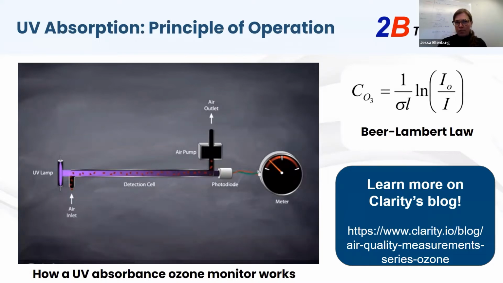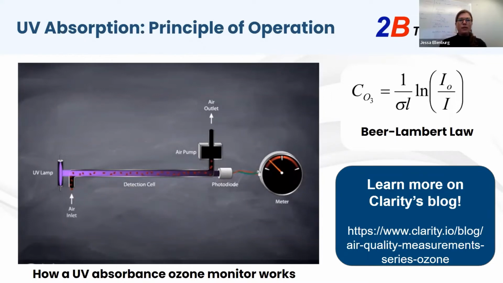federal equivalent method. To explain how it works, I'll use some screenshots from a video we made for the Go3 project students, explaining how a UV absorption ozone monitor works. I encourage you all to check out the link provided here for the full video. The measurement principle at work here is exactly how the ozone layer keeps us safe from harmful UV rays from the sun. Ozone absorbs UV light at a wavelength of 254 nanometers.